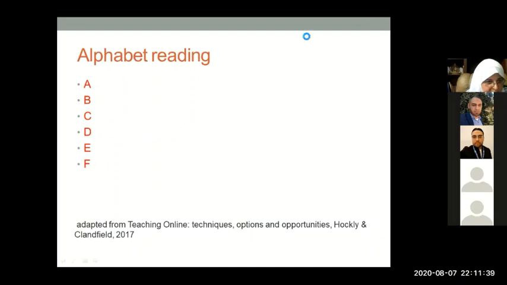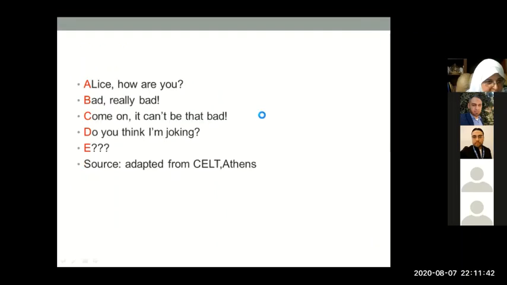They are producing something. Or you can do it in another way, like ask them to change the passage, as I said earlier, into a dialogue, but make it more challenging by asking them to be in alphabetical order. So Alice, how are you? Then my answer will be bad, really bad. Come on, do you think I'm joking? And so on. So it's more challenging, and they are practicing.